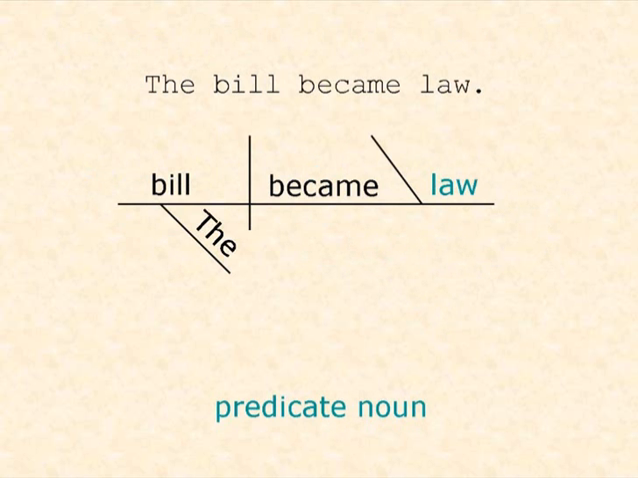Diagram a sentence with a linking verb and a predicate noun like this. Here, law is the predicate noun. And became is the linking verb. And notice that slanted line from law pointing back to Bill, as Wendy pointed out earlier. Wow, you really gave us a good base, Wendy.